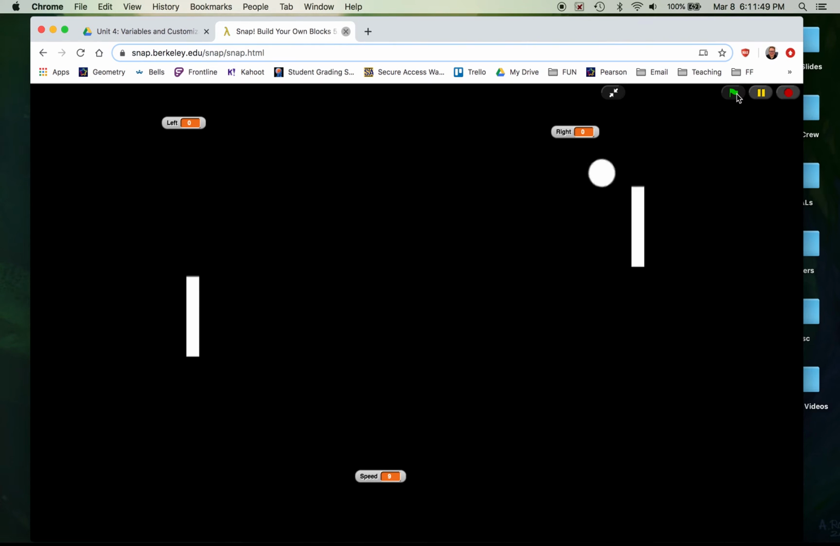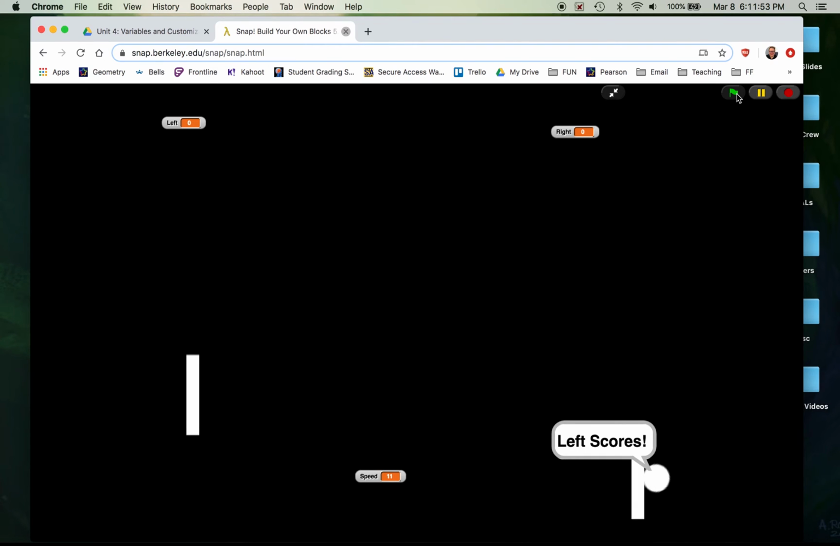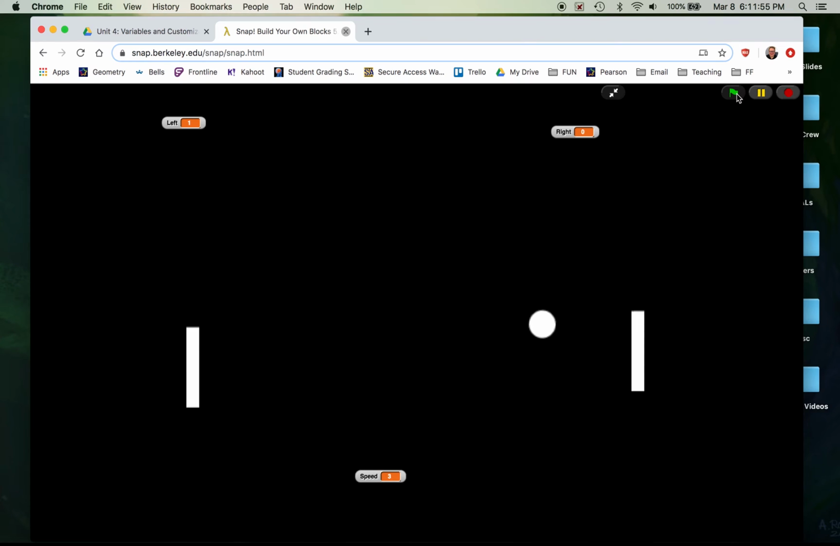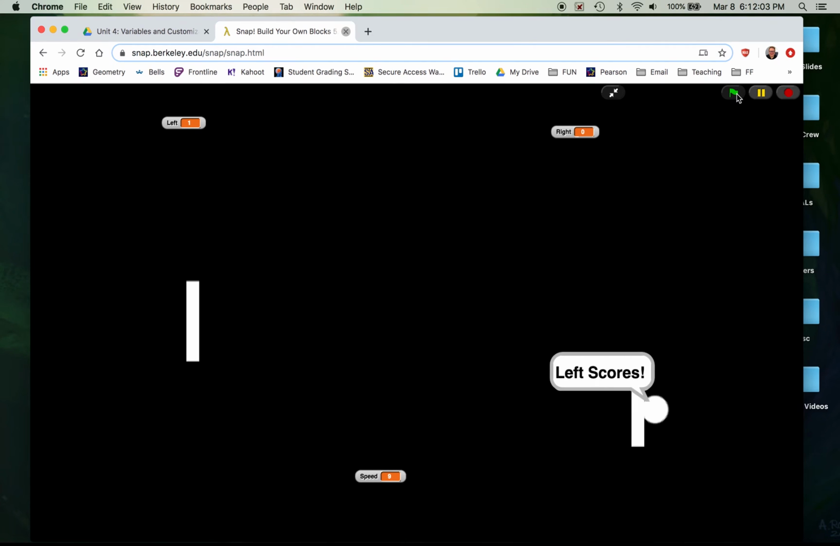The way I built it, I said, hey, ball, whenever you hit the paddle, let's say you've detected you've hit the left paddle, why don't you point towards it? So in that moment that you've struck the paddle, point towards the paddle. Then, ball, I want you to turn around 180 degrees and then move away.